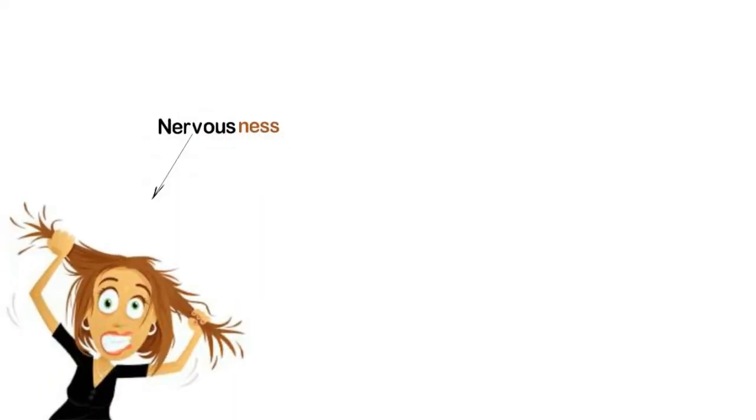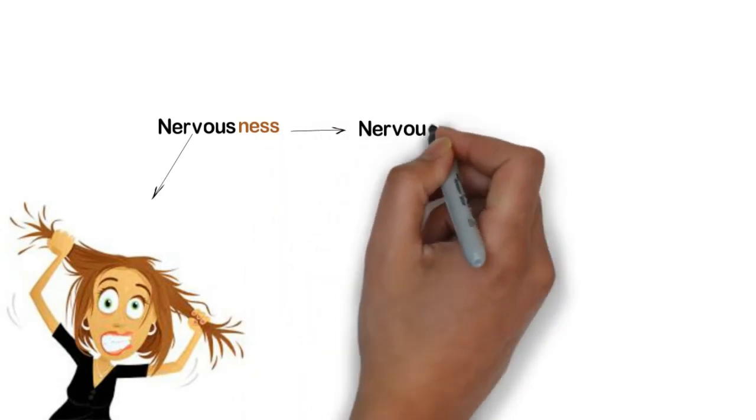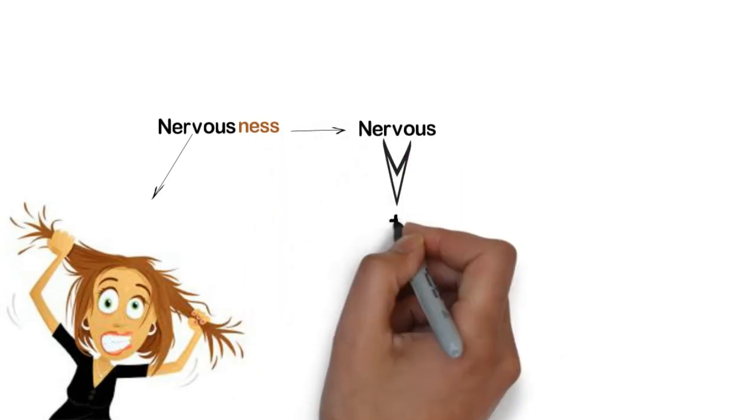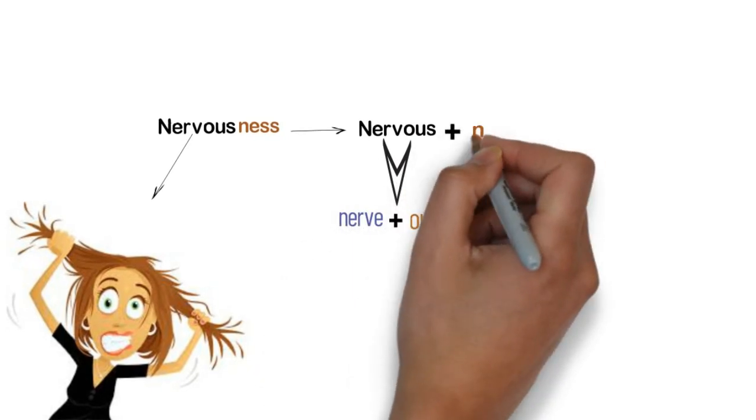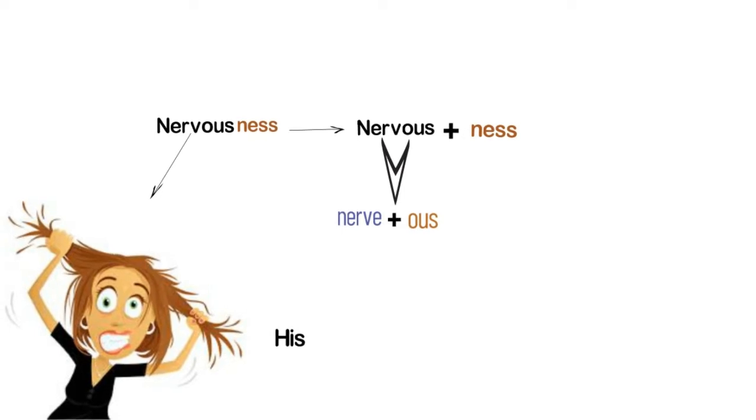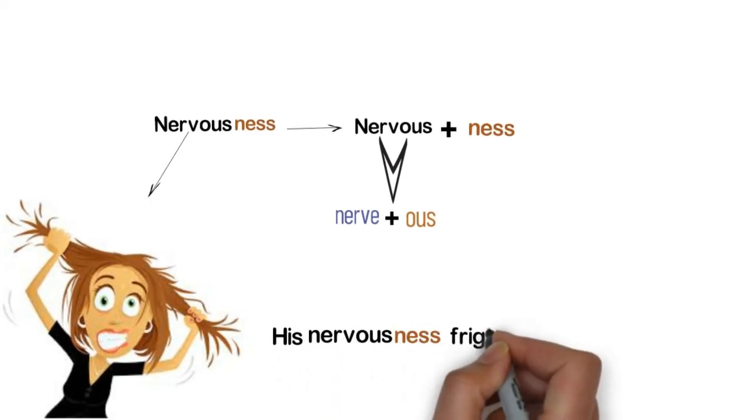Nervousness is the state of being nervous. This noun is formed out of the adjective nervous, which is formed itself by adding the suffix ous to the noun nerve, plus ness. His nervousness frightens me.